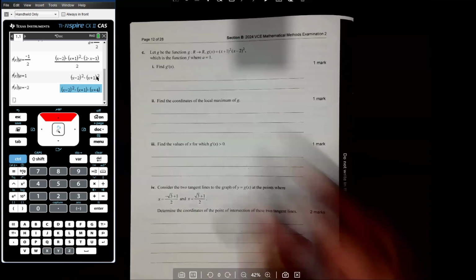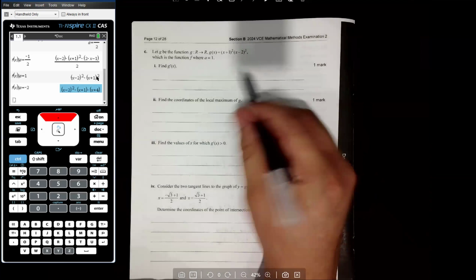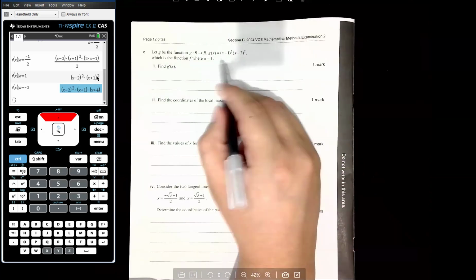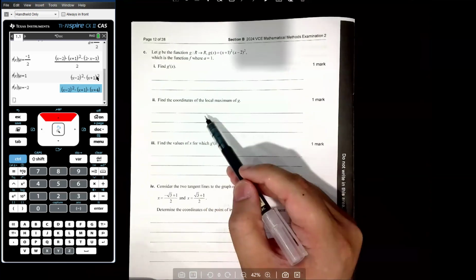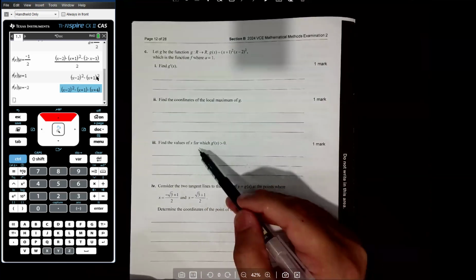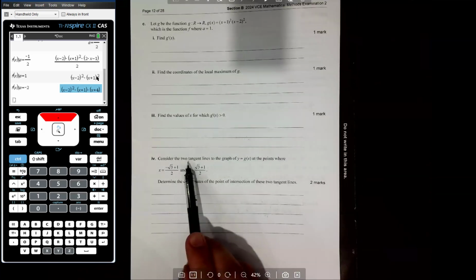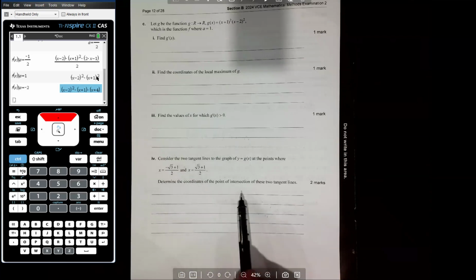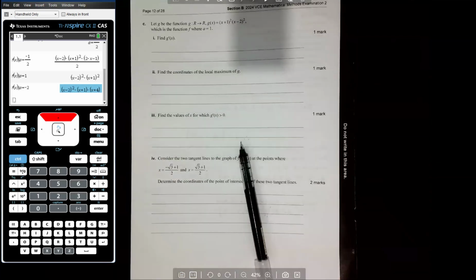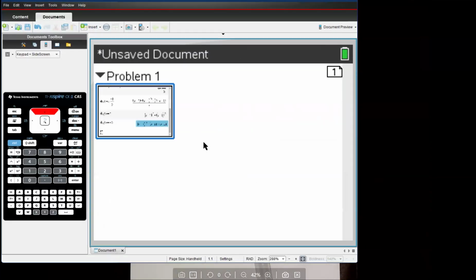Let G be the function where a equals 1. Yep, this is one possible case. We want G dash of x, the local maximum of G, and the values of x for which the derivative is greater than 0. And then we would like the 2 tangent lines at these 2 x values respectively. Then we want to find the point of intersection. So I'll then insert another page.